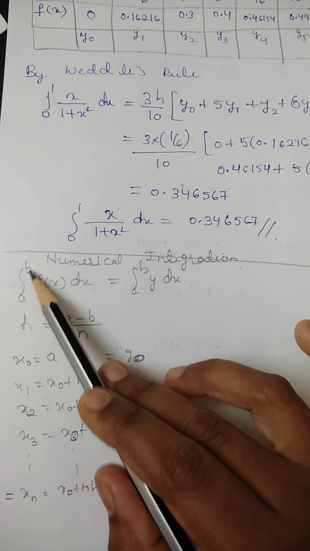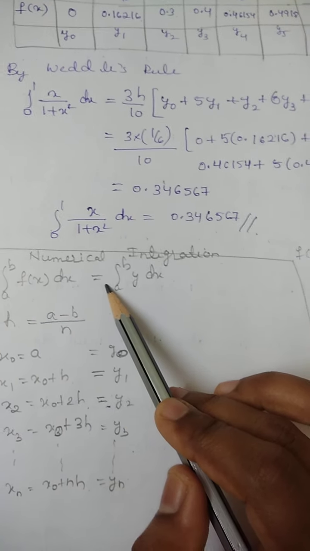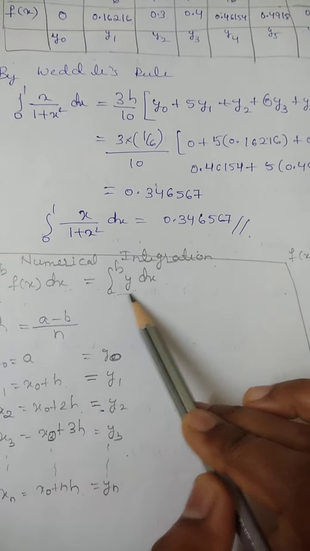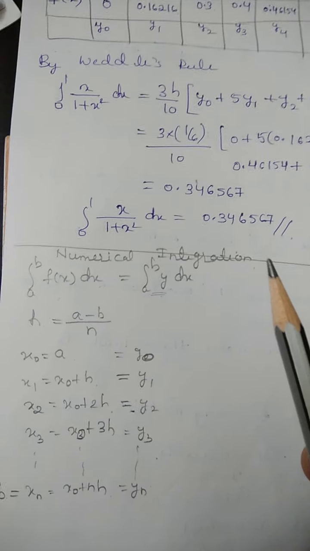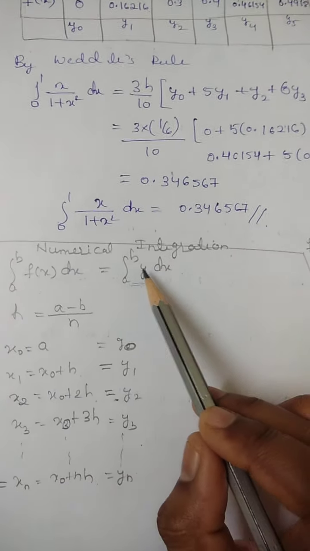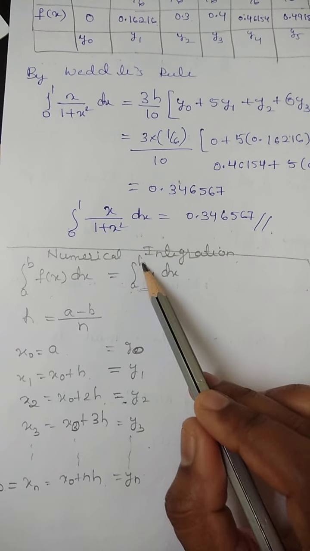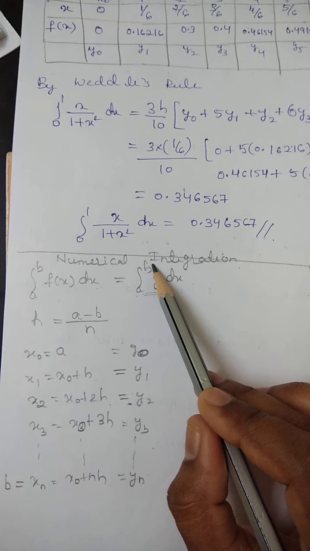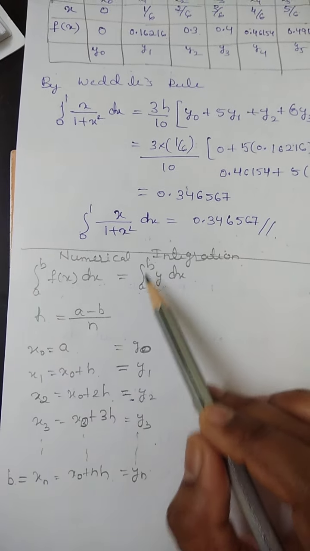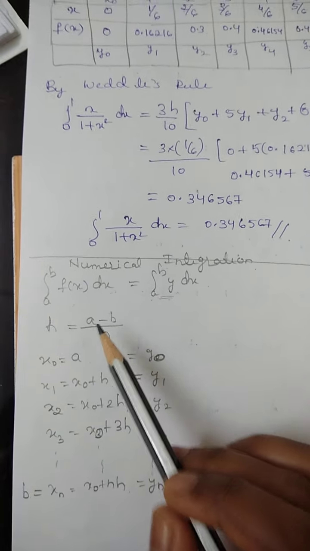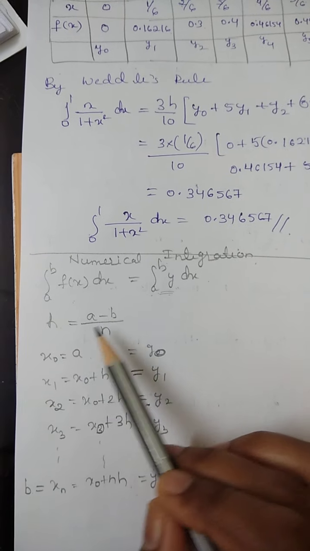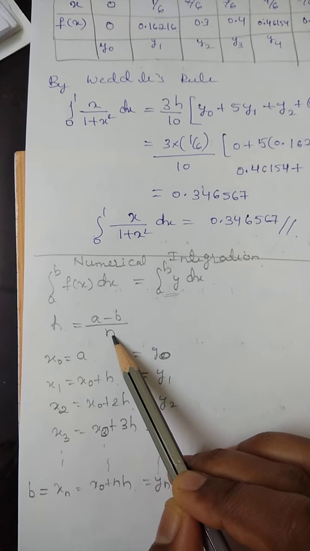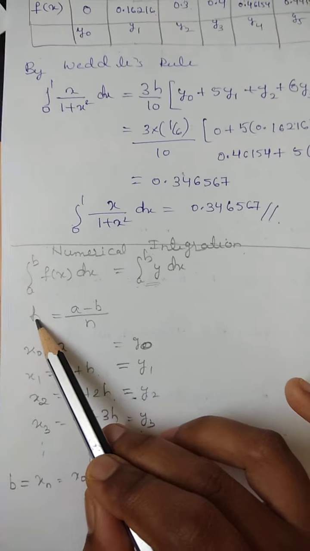Here it is the integral from a to b of f of x dx, which is equal to the integral from a to b of y dx. We divide the interval, where a is the lower limit and b is the upper limit, into n equal parts, and name the width h.